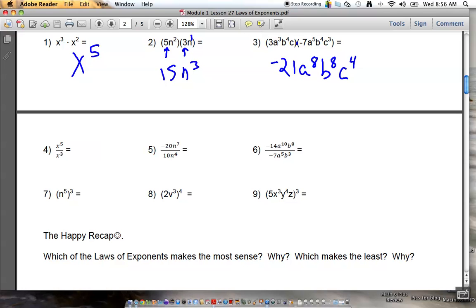I'm multiplying these two. So I multiply coefficients, I add exponents. Are we good? Is that a yes?